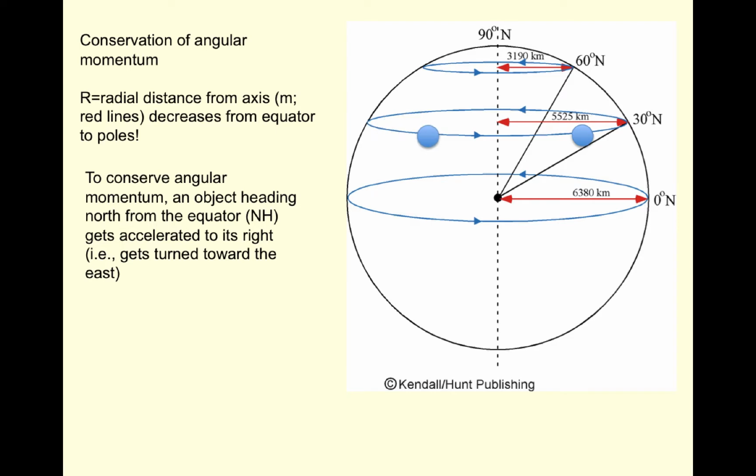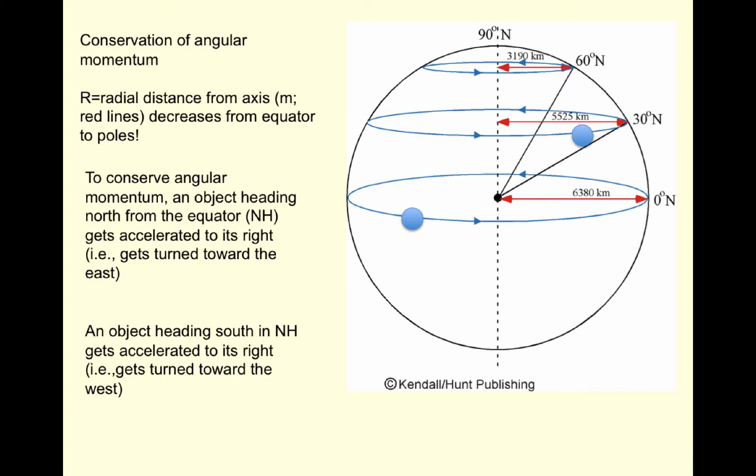So this works just the opposite way for an object that starts in the higher latitudes with a small radial distance from the axis of rotation. As it tries to move to its south to an area with a larger radial distance, it has to reduce its tangential velocity, which means it's going to be rotating against Earth's rotation. In other words, it appears to get deflected towards the west. Again, the object turned to its right. So an object heading south in the northern hemisphere gets accelerated to its right, which means it gets turned towards the west in this specific scenario.